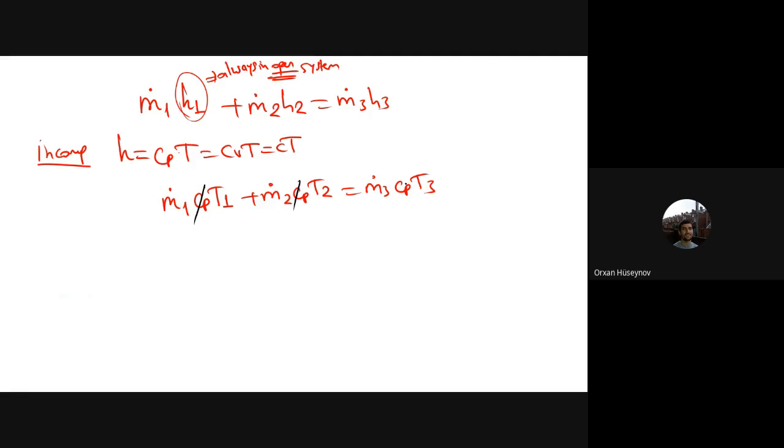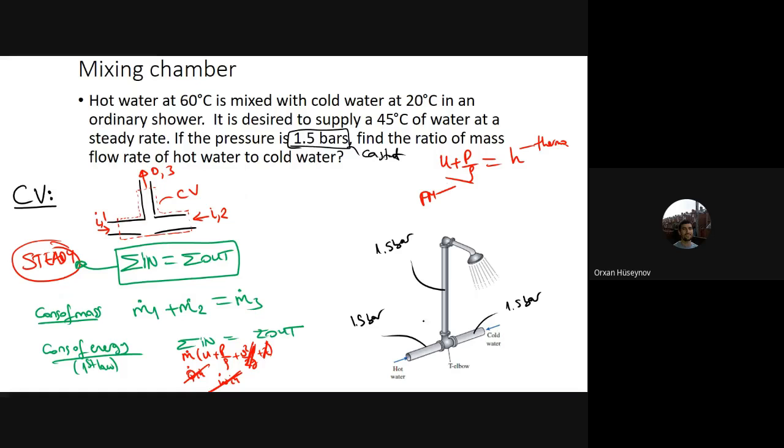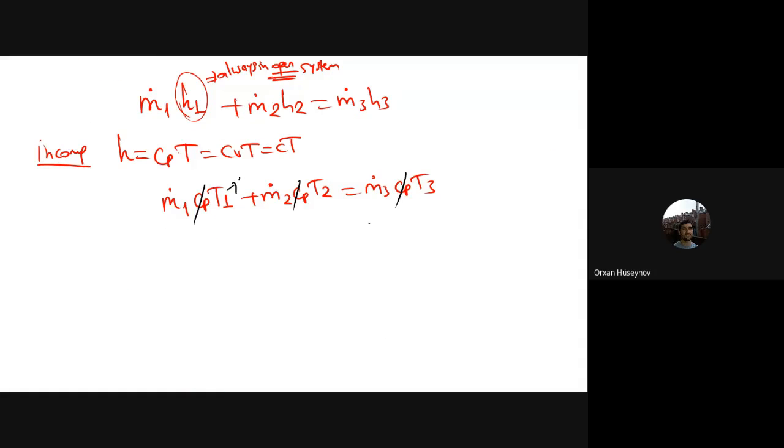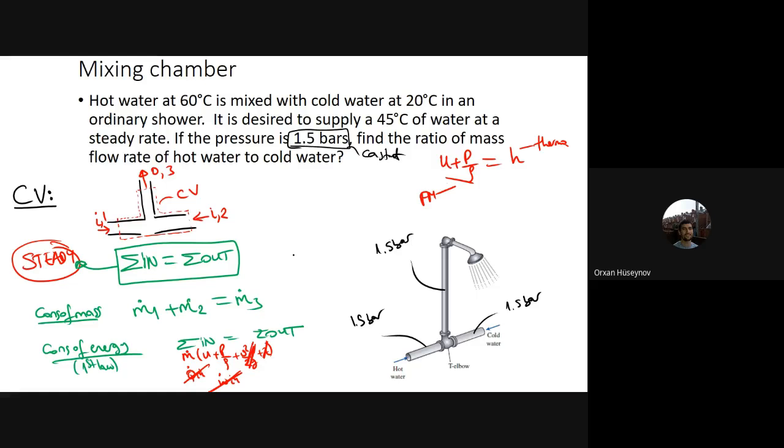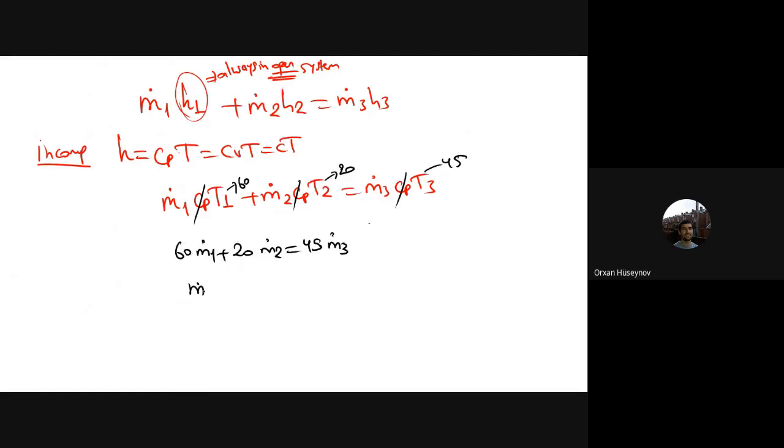And now you have that beauty: Cp cancels out. The question says that T1, hot water, is 60, T2, cold water, is 20, and the mixture is 45. So 60 m dot 1 plus 20 m dot 2 is 45 m dot 3. Also I know from the conservation of mass that m dot 1 plus m dot 2 is equal to m dot 3.